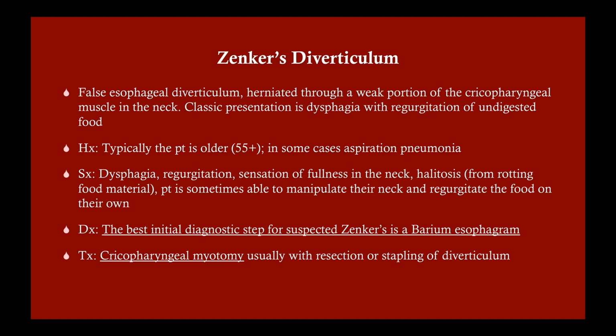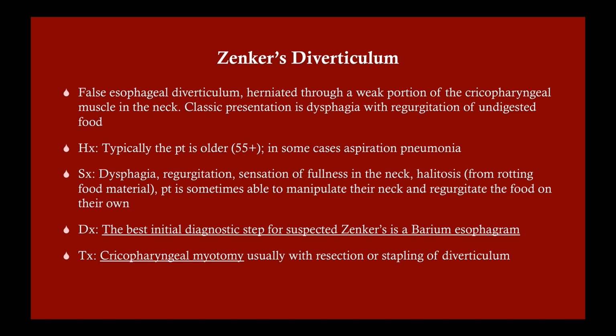History: typically the patient is older, and that comes with weakness of a lot of muscles, and the cricopharyngeal included. In some cases, there may be aspiration pneumonia. That's just because of the constant regurgitation. Remember, aspiration pneumonia does not have to come from vomit. It can come from any kind of content that comes from the GI tract or otherwise. Anything that you aspirate into your lungs can result in a pneumonia.